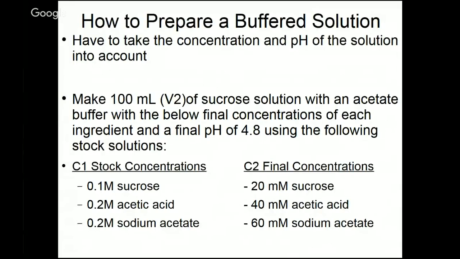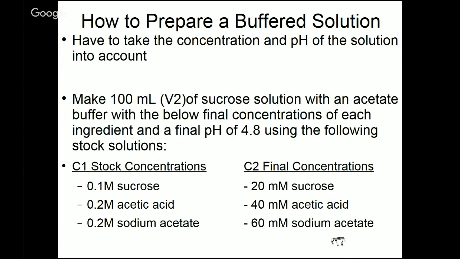Here you're being asked to prepare a solution with several ingredients. For instance, in this problem, you're asked to make 100 mils of solution, and it needs to contain all of these ingredients with all these final concentrations. Seems overwhelming. How do you do it?